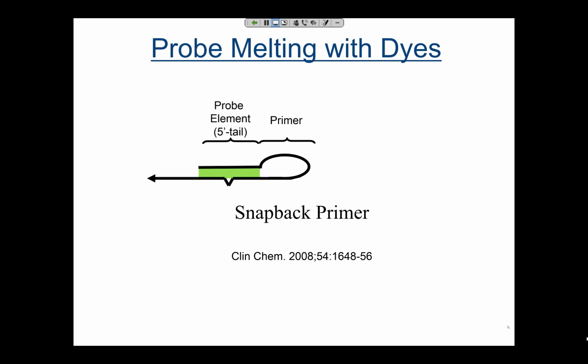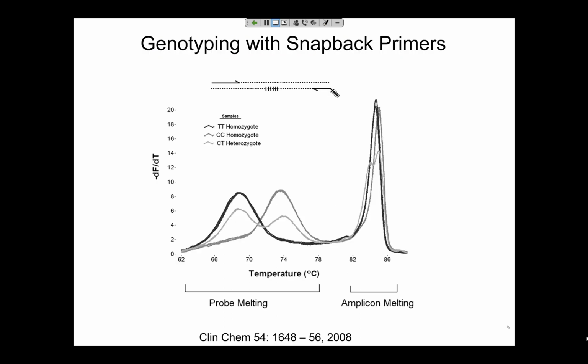That was originally a 5' tail of the primer, but you'll get this intramolecular hybridization visualized with the dye in green, very similar to an unlabeled probe. And you get curves that look very similar to what we just looked at. So over on the left-hand side, you'll have the probe melting, in this case with a snapback primer. And on the right-hand side, you have the amplicon melting.